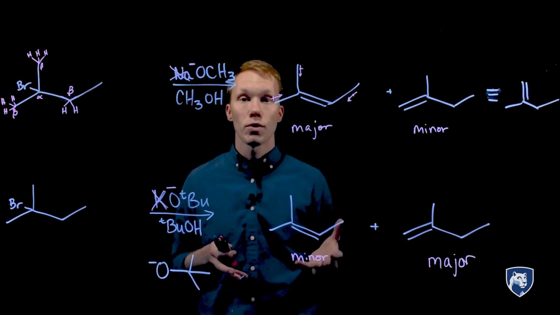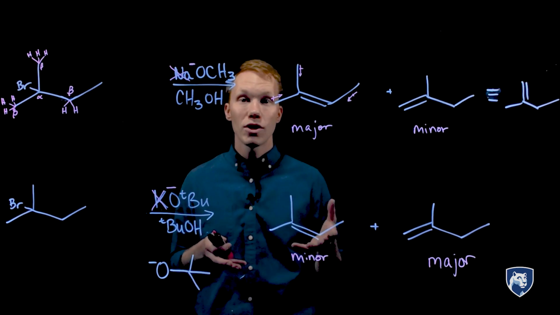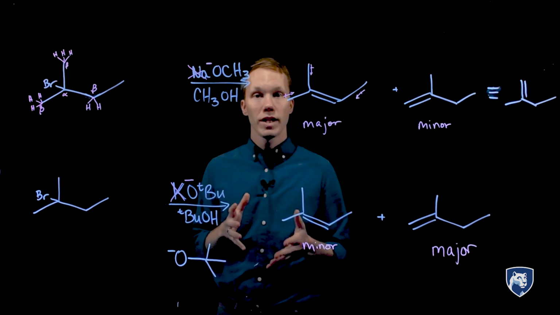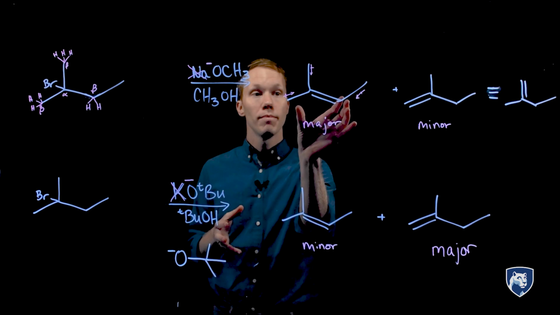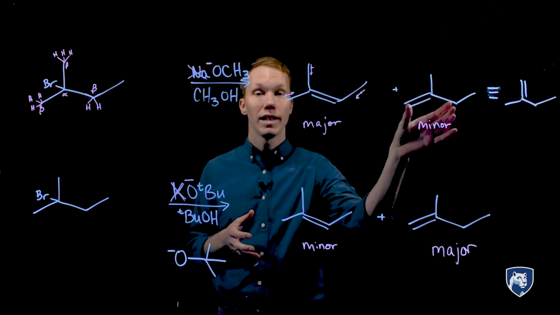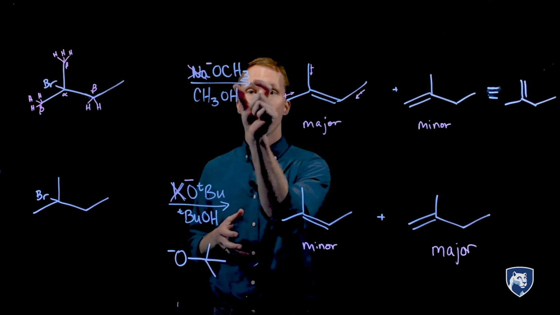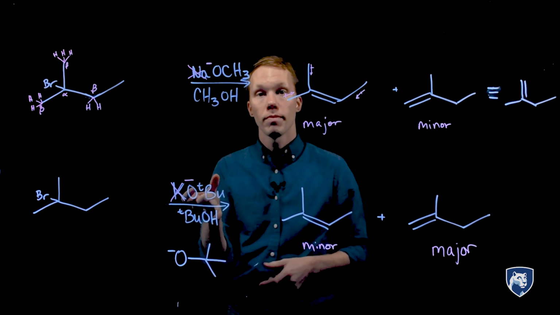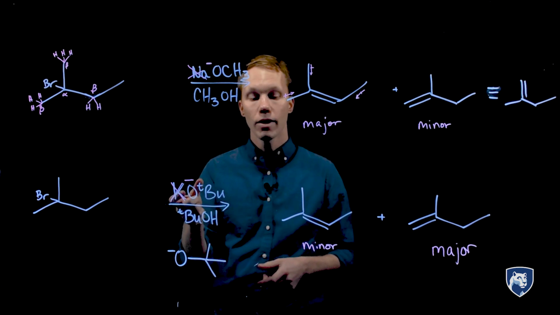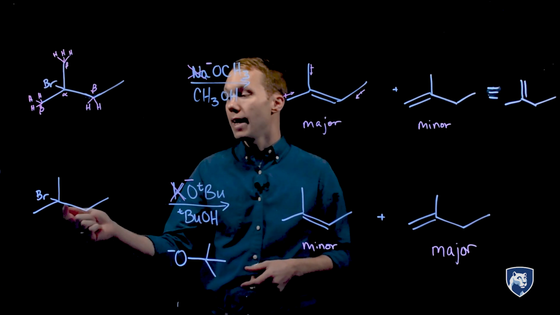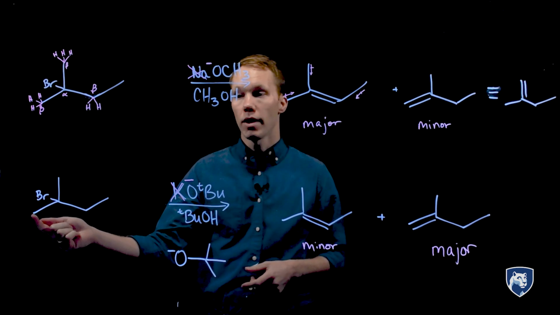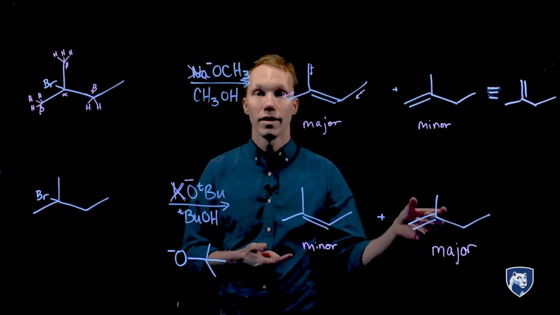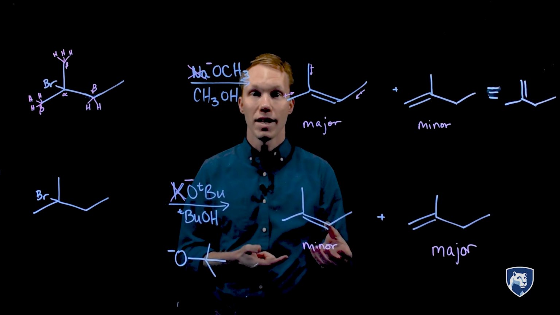Based on these experimental results, is the E2 reaction regioselective? Yes, this reaction is regioselective because we produce the more substituted alkene in excess of the less substituted alkene when the base is small. When we change that base to a bulky base, such as tertiary butoxide, now that base is sterically hindered and can most easily abstract a proton from the less substituted side, yielding the less substituted alkene as the major product, one constitutional isomer in excess of the other.